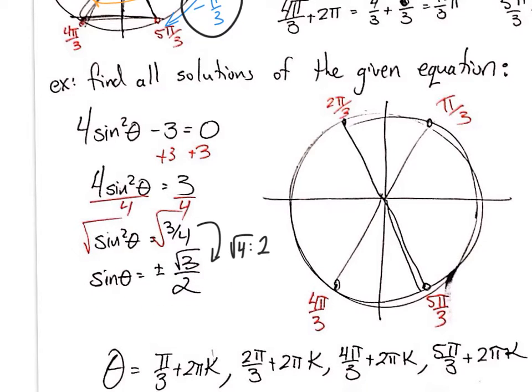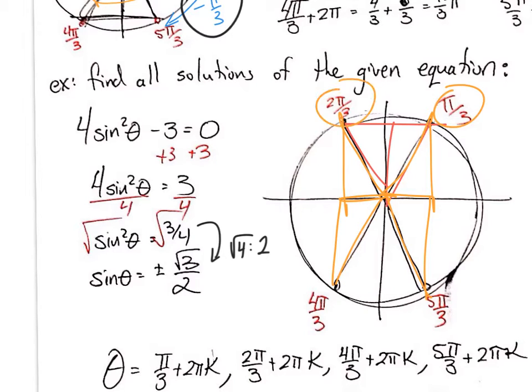Sine is the y-coordinate. So up here, this is a positive root 3 over 2. And we could be drawing our triangles like this. And down here, this is a negative root 3 over 2. So all of these angles satisfy that equation, meaning you could type this into the calculator or Desmos and it would tell you 0. And same with this, same with this, same with this.